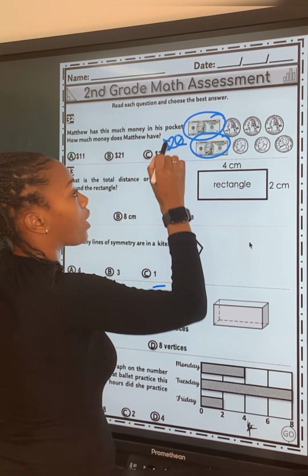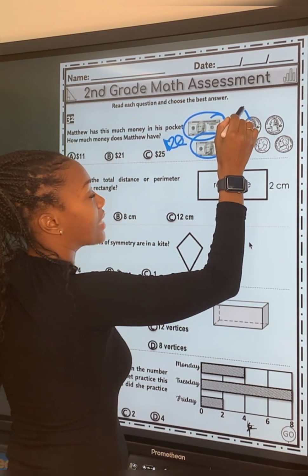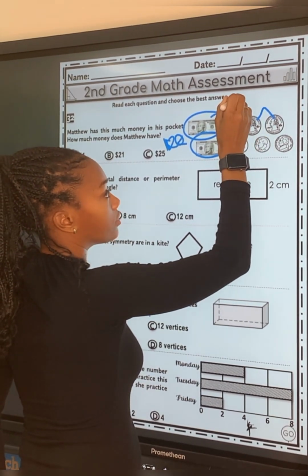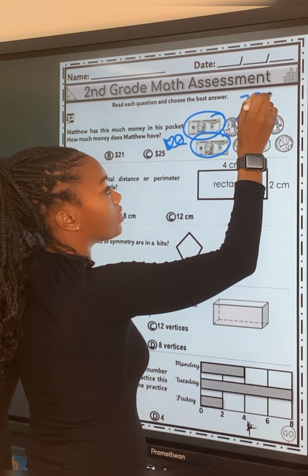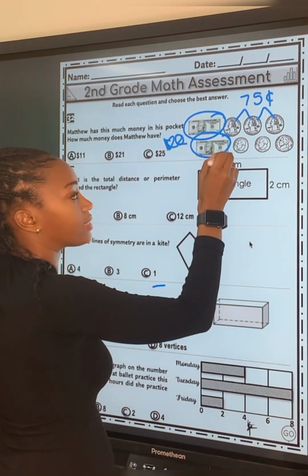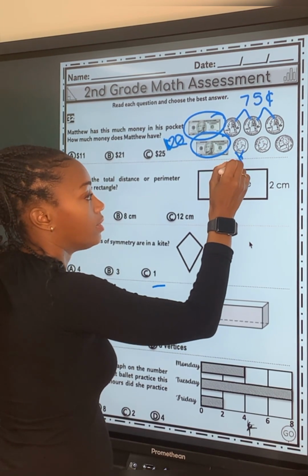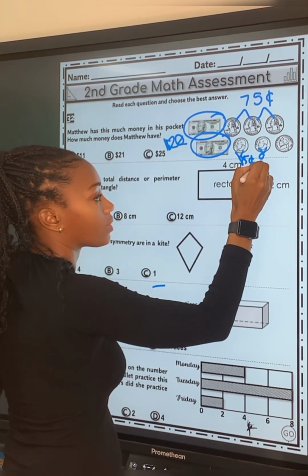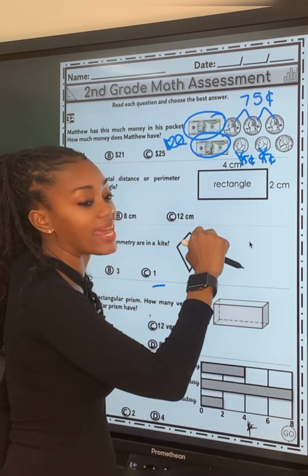$20. Two quarters makes how much? 50 cents. And 3 makes how much? 75 cents. I'm going to add a dime. 75 plus a dime, 85. 85 cents plus another dime, 95 cents. Now we add a nickel.